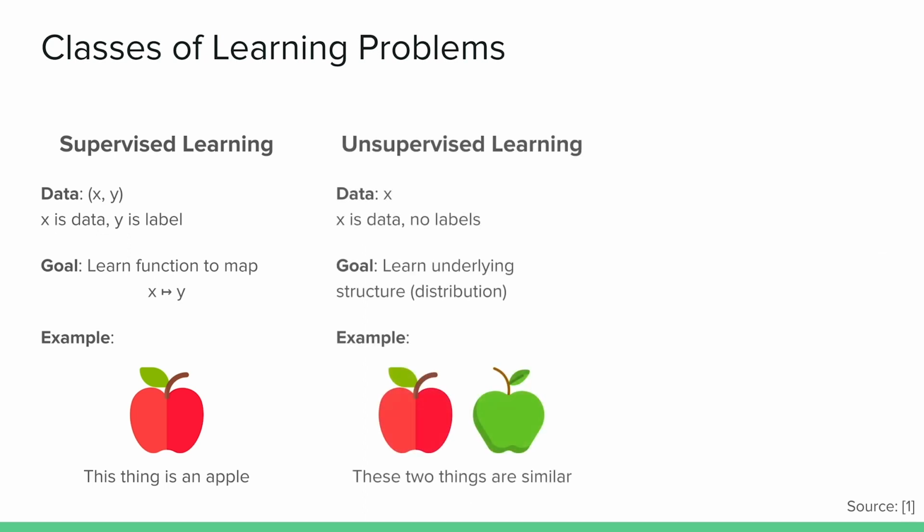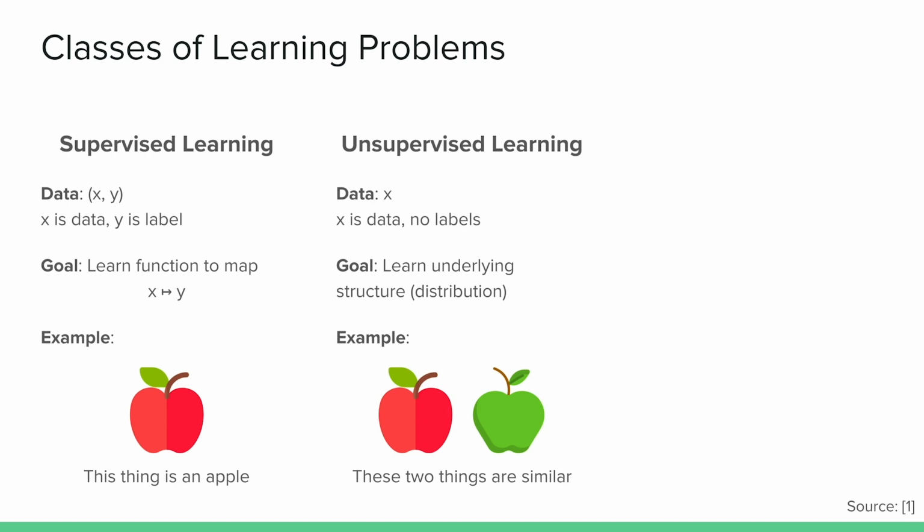The second class of learning problems is so-called unsupervised learning. It's related to supervised learning, but there is one thing missing that you will notice immediately. There is no target label Y. So we only have our data and no one is telling us what we should map this onto. The goal of machine learning in unsupervised learning would be to learn some structures of the underlying distribution of our data.